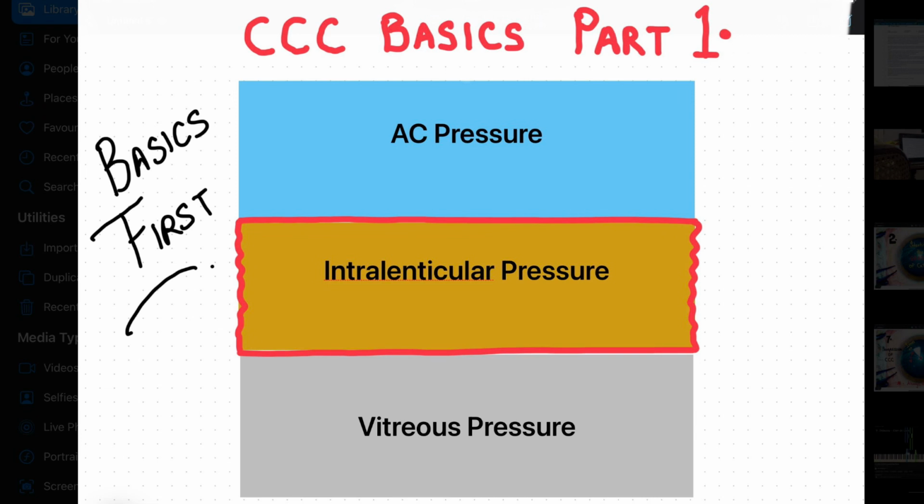So coming to the basics, as you can see, I have made these three compartments which are very important to understand. The first compartment is the anterior chamber pressure. The middle one is the human crystalline lens, which has cataract in it. The red part denotes the capsule of the lens. And the third chamber is the vitreous, where the vitreous is located, that is the posterior cavity, which has a vitreous pressure in all the patients. So coming back to the basics, we are concerned with these three kinds of pressures, that is AC pressure, intralenticular pressure, and the vitreous pressure.